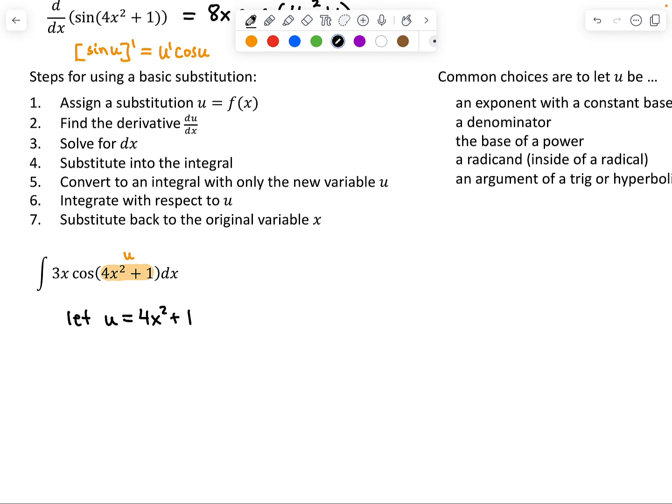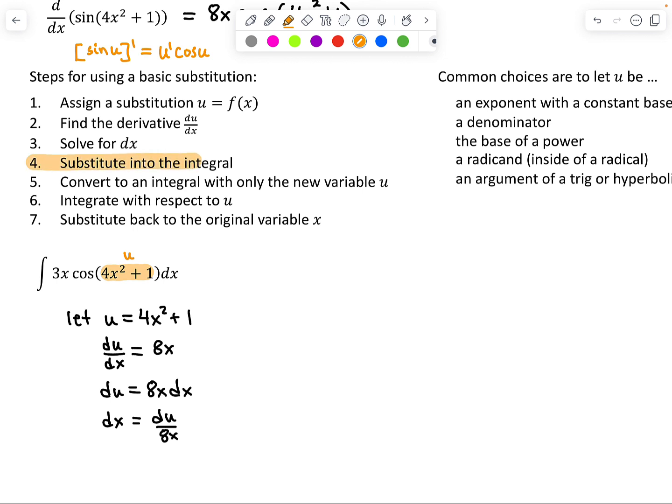And then to investigate the effects of the chain rule, I do need to know what the derivative of this u is. So I'll use Leibniz notation du dx. This is the derivative of u with respect to x, and we would get 8x using the power rule. This was step 2. Step 3 is solve for dx. So we're going to treat this like we would a normal fraction, where I can multiply the denominator to the other side. So that gives me du is equal to 8x dx, and then divide both sides by 8x. So dx will be equal to du divided by 8x.